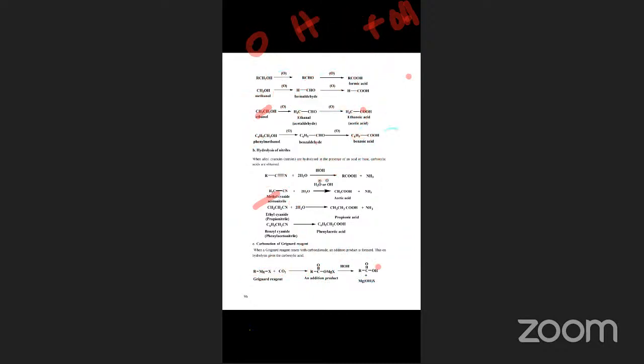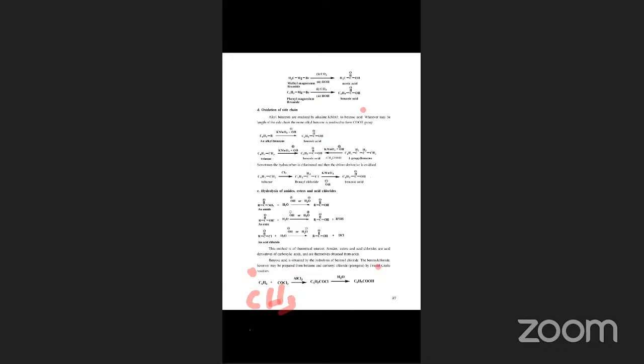So these are the three simple preparation methods for carboxylic acid. You have to write any three. Grignard reagent treated with carbon dioxide gives an addition product. The addition product on hydrolysis gives carboxylic acid. In the place of R, you just have to write the CH3 group. It gives acetic acid. See the reaction. One is enough.